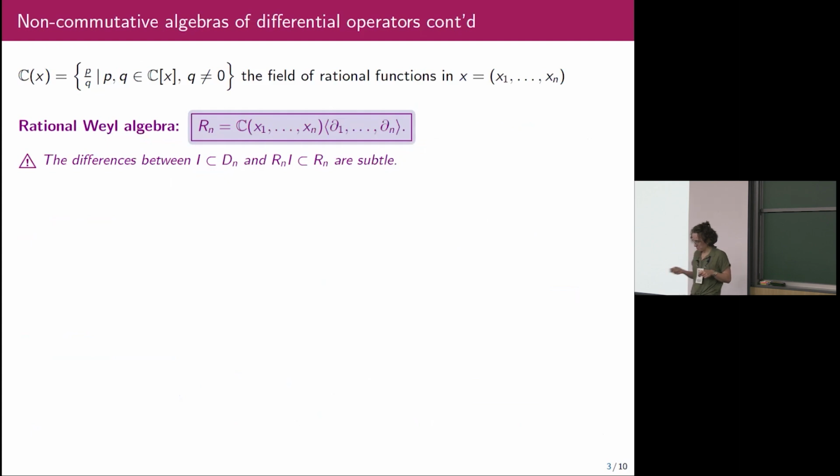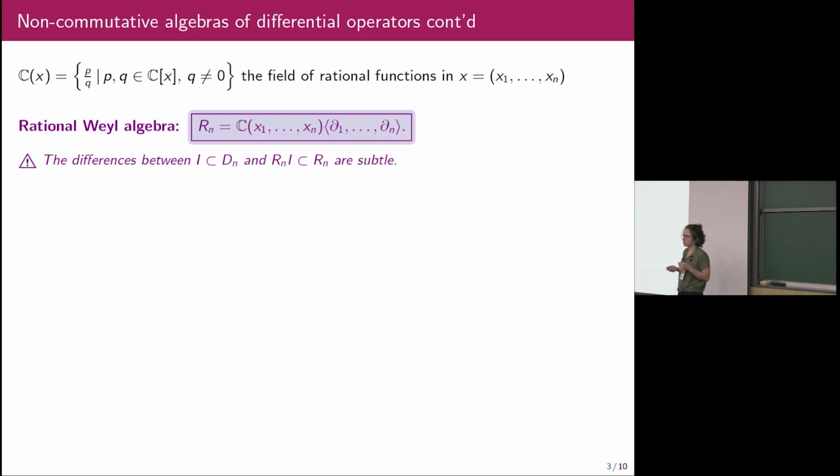Okay, so far we had PDEs with polynomial coefficients. We will also need a slight variation of that. We also want to be able to divide by polynomials. So we're also going to look at differential operators with coefficients in the field of rational functions. And the resulting ring of differential operators is called the rational Weyl algebra, denoted Rn.